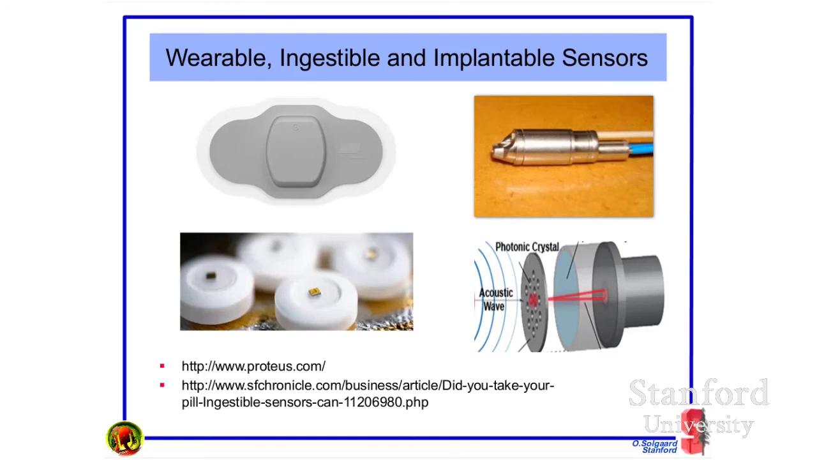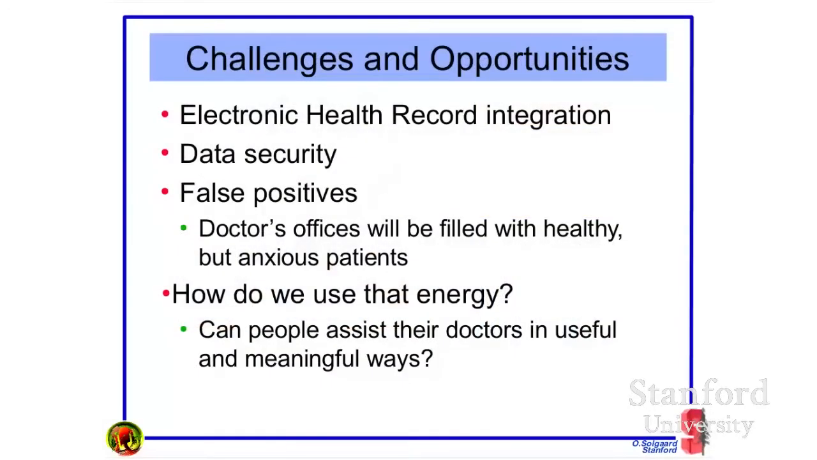Now, this is what they are, and we expect to see more of them, but what are some of the challenges and opportunities that represents? You're going to get more and more health records, all of us, and we need to integrate that so we can really get at the important information. That's a big data problem and maybe a machine learning problem. Data security, of course, is super important. We don't want people to hack our information.